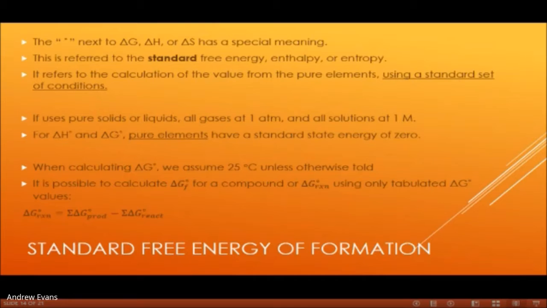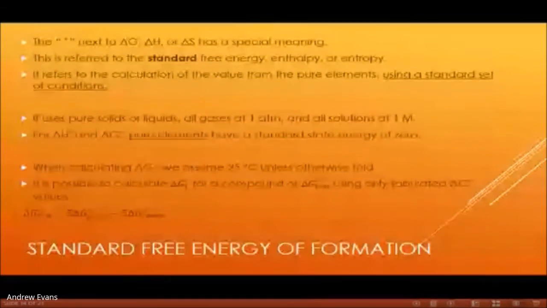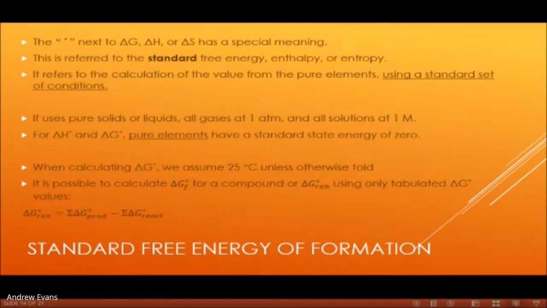But when calculating delta G standard, we will assume 25 degrees Celsius unless otherwise noted. So if I just say calculate delta G at standard state, we're going to assume 298 Kelvin. With that in mind, it is possible to calculate the delta G of formation for a compound. Just use the tabulated delta G value. You don't always have to go from delta H minus T delta S. You could use the delta G values and you could get the same number. They have the values tabulated.